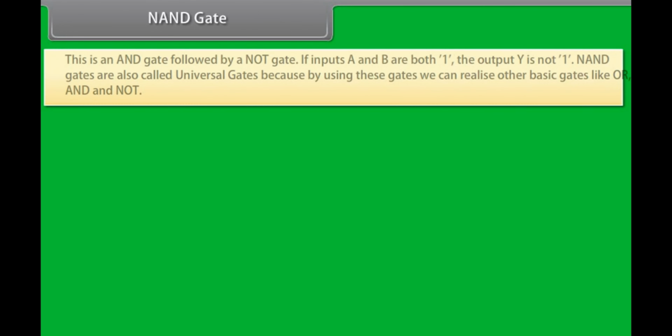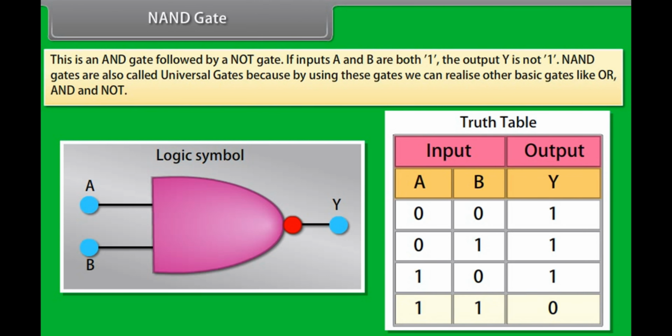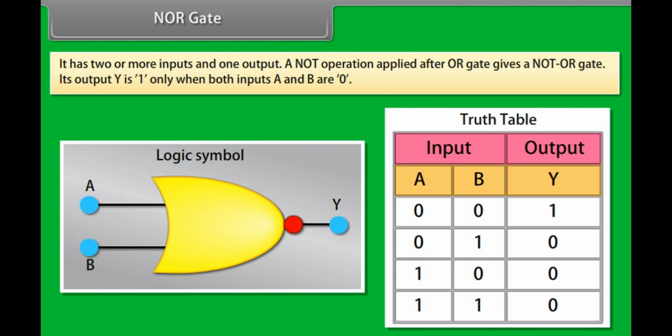NAND gate. This is an AND gate followed by a NOT gate. If inputs A and B are both 1, the output Y is not 1. NAND gates are also called universal gates because using these gates we can realize other basic gates like OR, AND, and NOT. NOR gate. It has two or more inputs and one output. A NOT operation applied after OR gate gives a NOT OR gate. Its output Y is 1 only when both inputs A and B are 0.